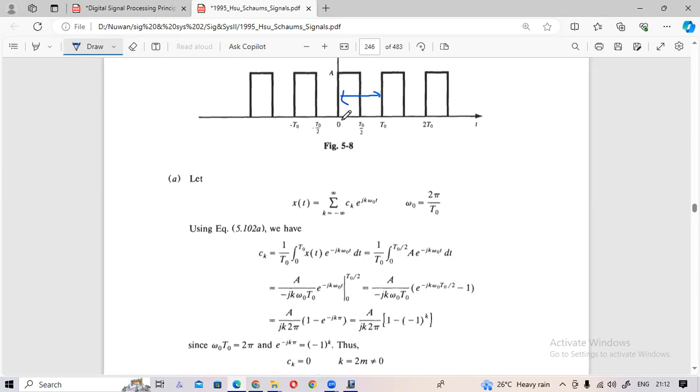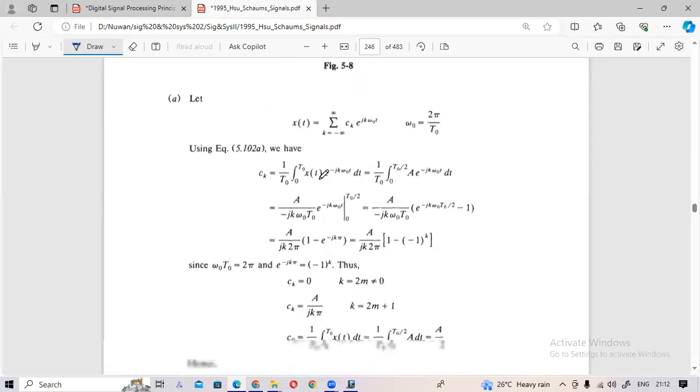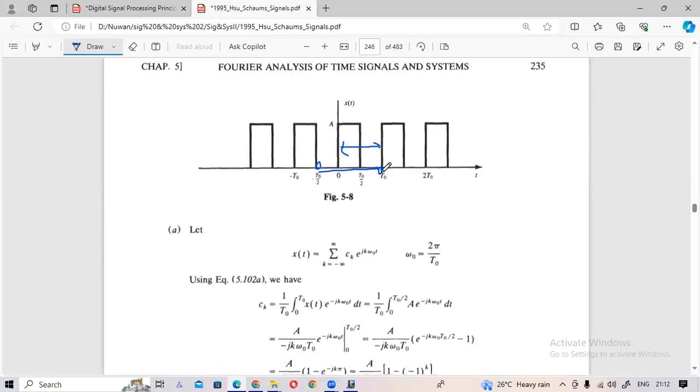So you need to integrate from here to here. And this one is also a period, no? Because this point is repeating here. So you can integrate from here to here, because this integration you have to do within a period. Any period you can choose, but it should be within a period. In this example, this period is chosen because it is easy.